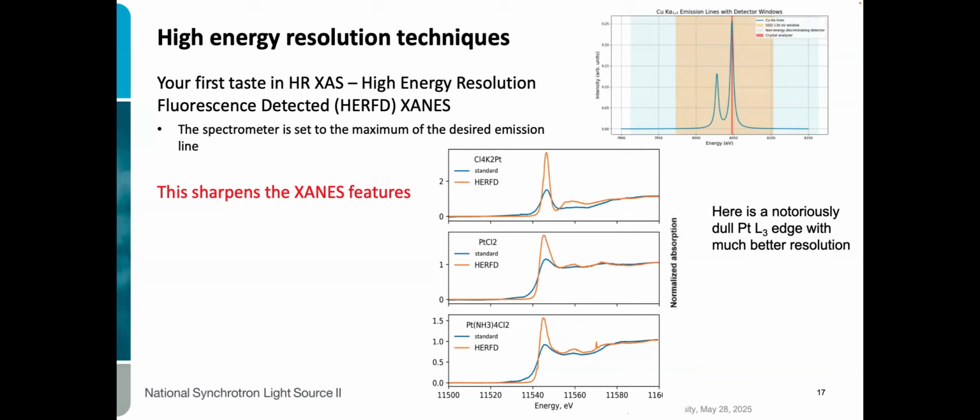And what's really, really boring, right? Platinum L3 edge, which is like what every person in the catalytic world has done. Instead of this dull thing, you get a much, much sharper line. Now, this is probably not the best. This was like the first data set that we recorded. I'm very proud of it, so I keep showing it. But it's actually not as striking as something that you will see in the rest of the talk.